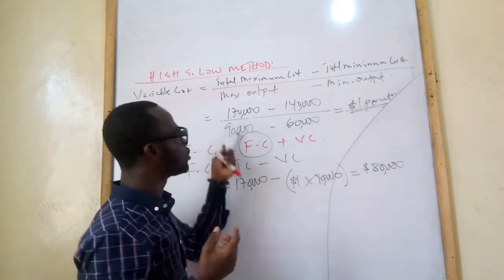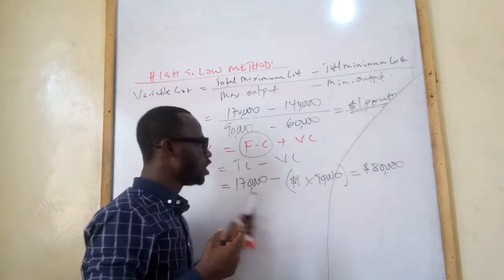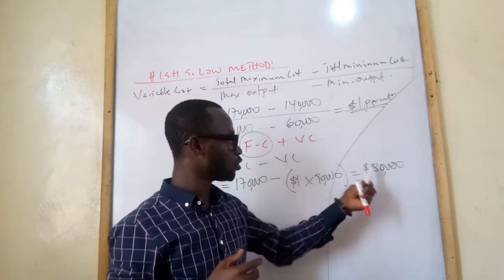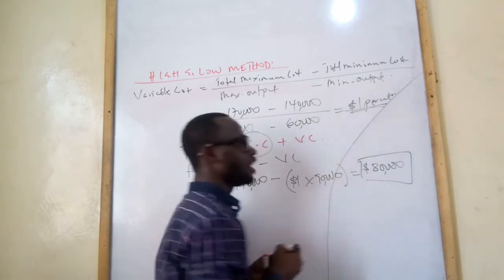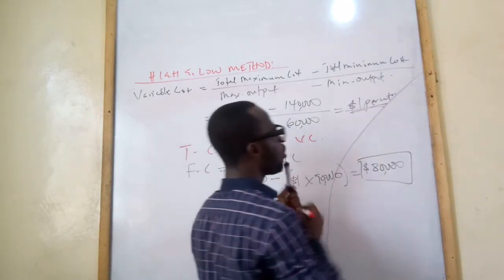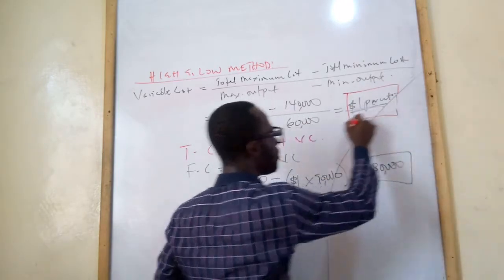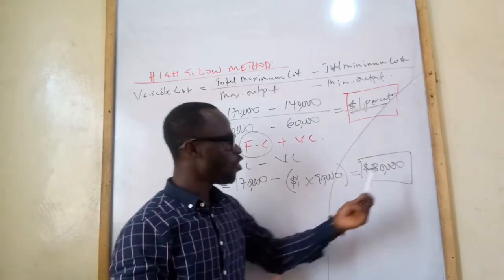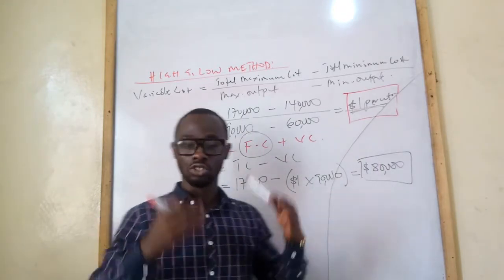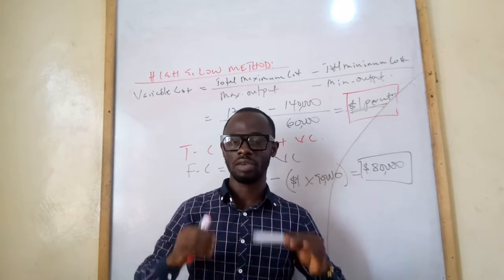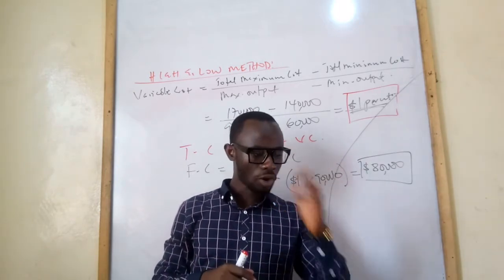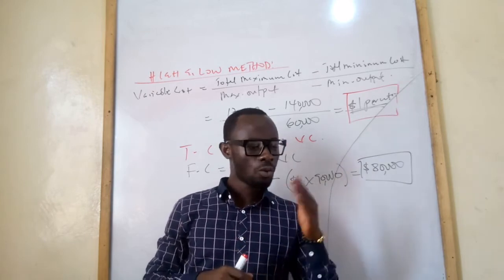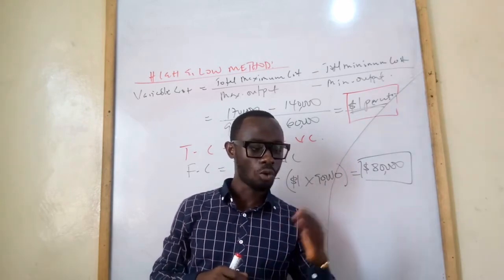So do you see how the high and low method is working? We find our variable cost per unit. With that, we apply it to the maximum output, and then we use it to find the total fixed cost. So now we have our fixed cost to be 80,000, and we have our variable cost to be $1 per unit. Now, if you know your fixed cost is 80,000, you know that fixed costs remain the same irrespective of the output level.